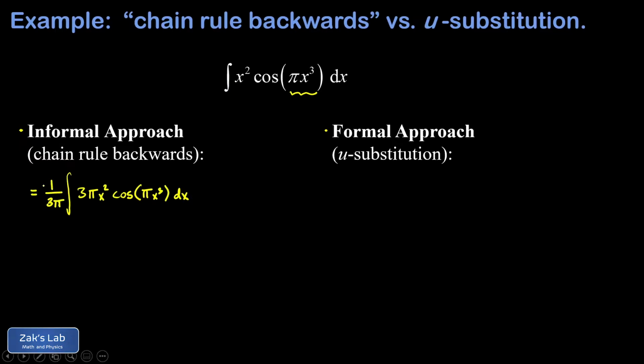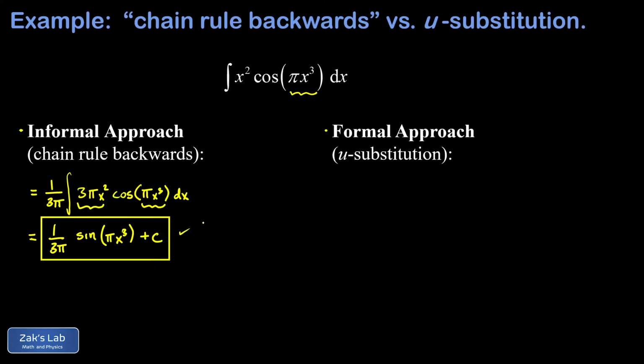And because constant multiples are free to move in and out of integrals, this is a legal move because the 3 pi and the 1 over 3 pi cancel each other out. So now we have the derivative of the interior function sitting in this integral, and I can see quickly what I need to differentiate to get this integrand. In other words, the antiderivative. The 3 pi x squared takes care of the consequences of the chain rule, and all I have to do is think to myself, what's the antiderivative of the cosine function? And that's the sine function. Don't forget to put a plus c on that, and we're done with the informal approach.